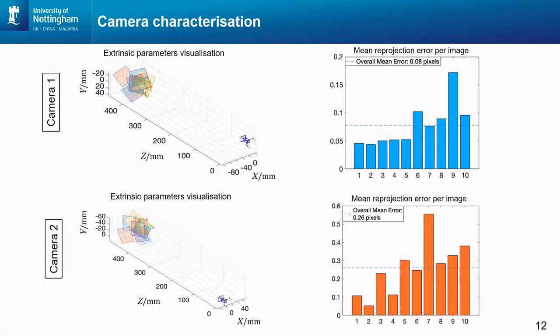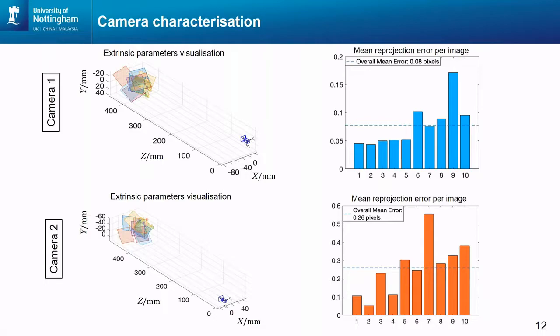So here are the results for camera characterization, which are basically the extrinsic parameters and the reprojection error that are used to evaluate the accuracy of the calibration. On the left-hand side, you can see the extrinsic parameter visualization corresponding to the orientation and location of the camera, and the colorful images correspond to the checkerboard positions. From these results, you can see that all the positions are within the measurement volume.